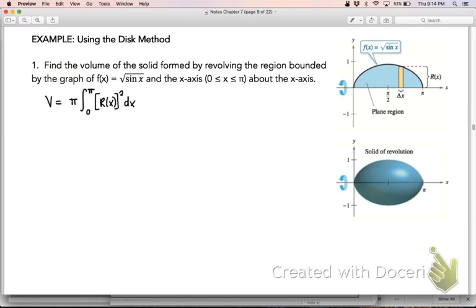Okay, so now we have to decide what r of x is. And why is pi on the outside? Well, really we're taking the integral of pi r squared like this, but since pi is a constant, that's why we get to bring it out to the front. So that's why we just pull that outside of our integral there.